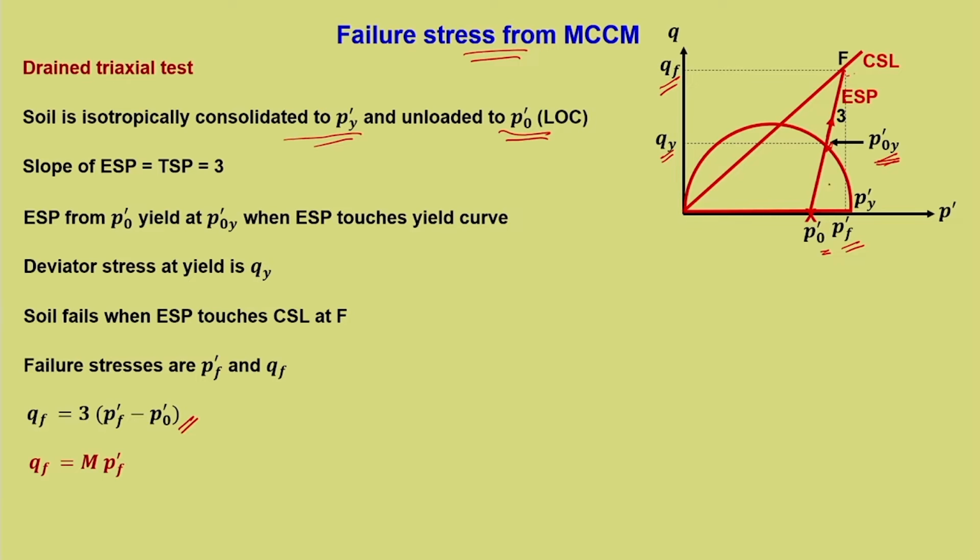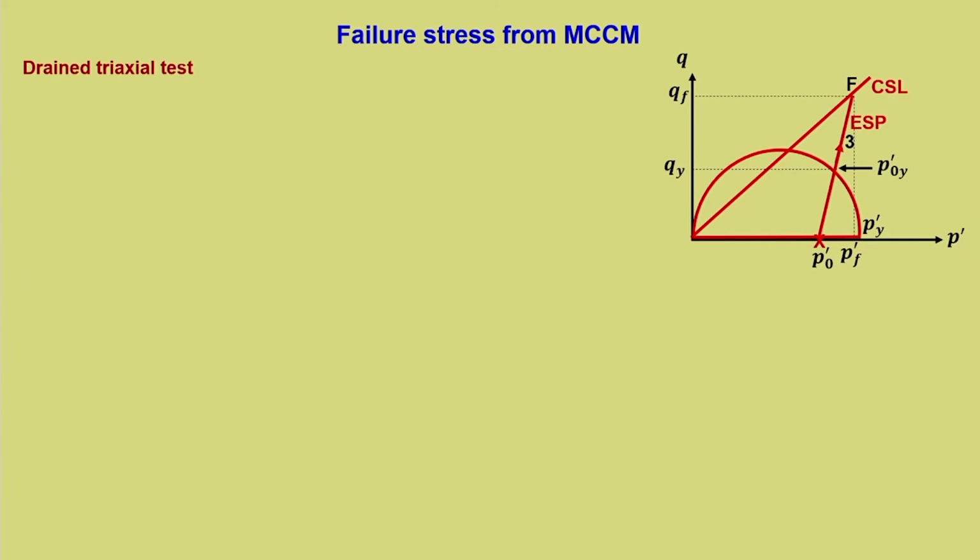QF is also equal to, considering this critical state line, we can write M into P dash F. So this can be substituted and written as M into P dash F is equal to 3 into (P dash F minus P naught dash). Rearranging, we can write 3 into P naught dash is equal to (3 minus M) into P dash F, from which the failure stress can be determined, that is P dash F is equal to 3 into P naught dash divided by 3 minus M.